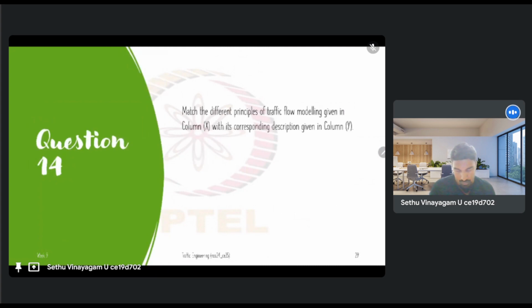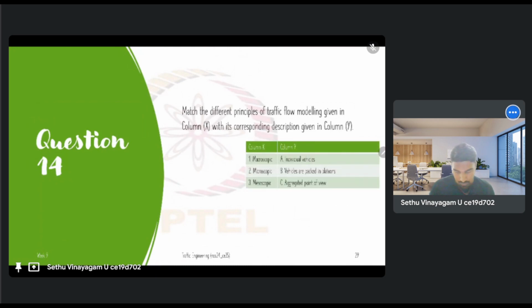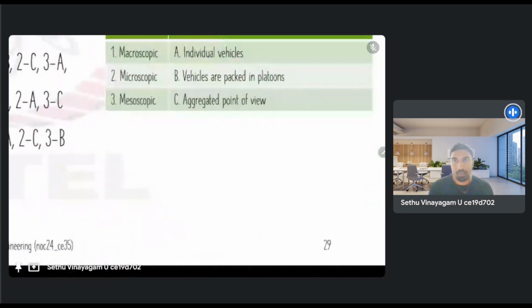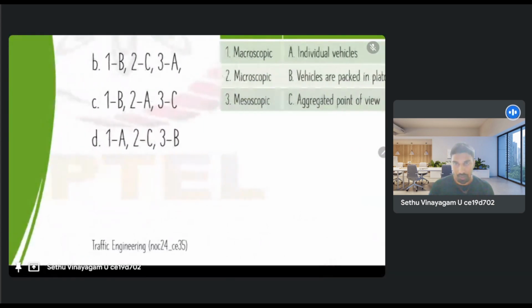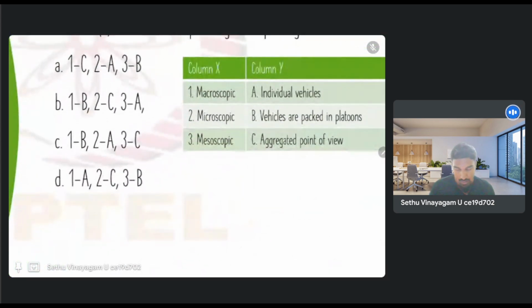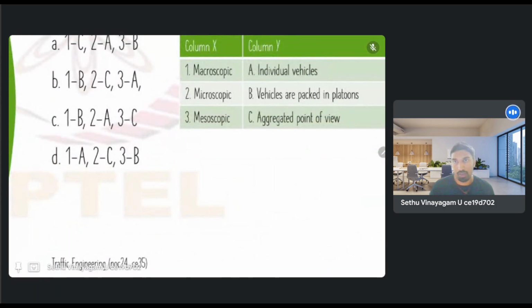We have some traffic flow modeling principles and their corresponding descriptions given in this table. The three modeling principles are macroscopic, microscopic, and mesoscopic. And the descriptions are: individual vehicles; vehicles packed in platoons; aggregated point of view. Macroscopic means we are looking at the bird's eye view, the system as a whole, which means it is an aggregated point of view. We are considering the traffic stream and not looking at individual vehicles in this macroscopic approach.